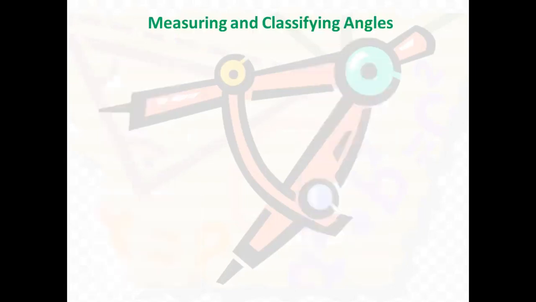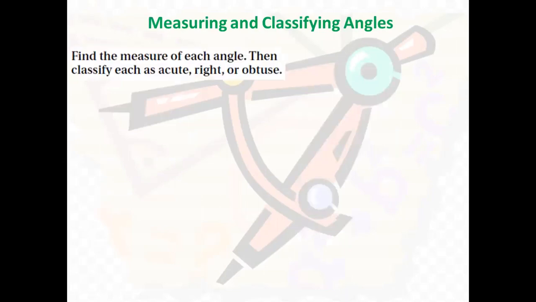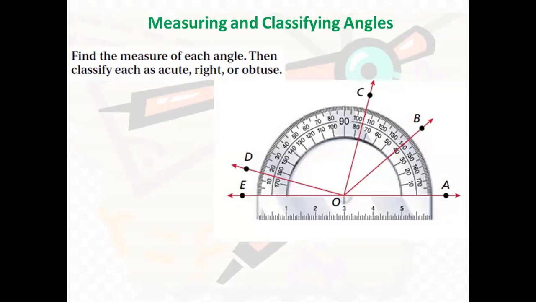Okay, now keeping that in mind, let's see how we can measure and classify an angle. The tool which we use to measure angles is called a protractor. A protractor is the tool used to measure angles. So this is how a protractor looks like. Everyone has seen this, I hope.